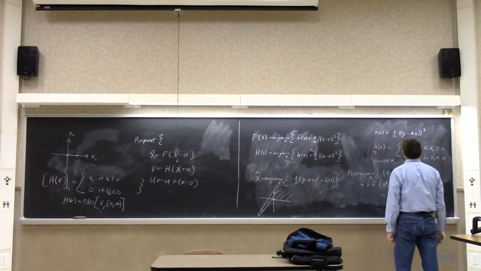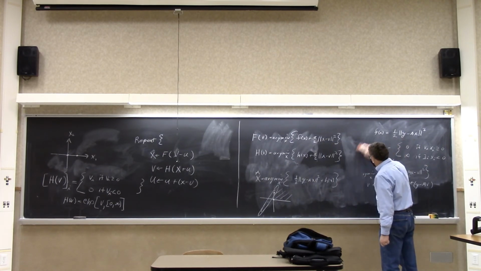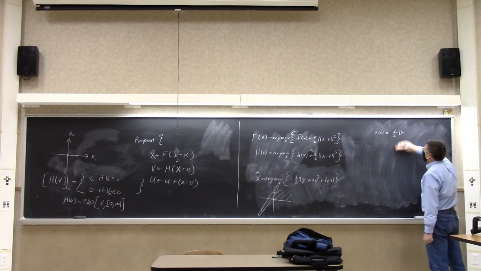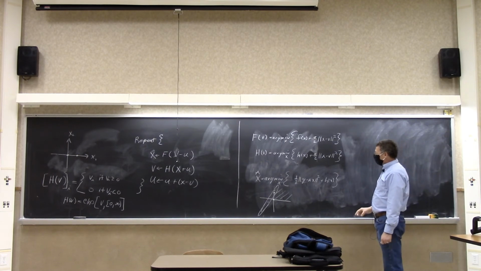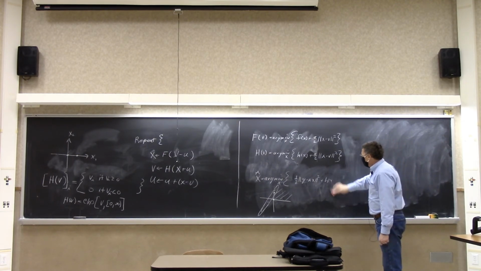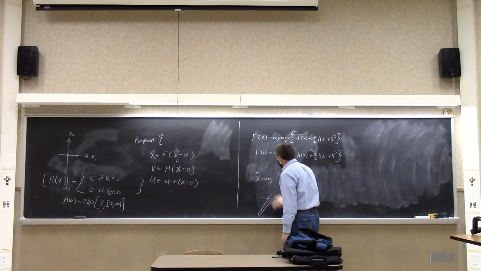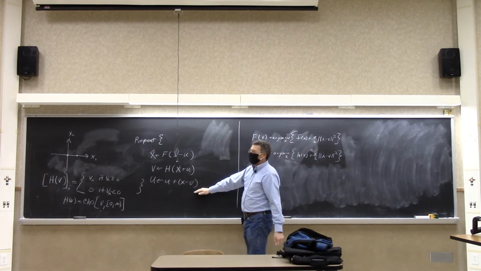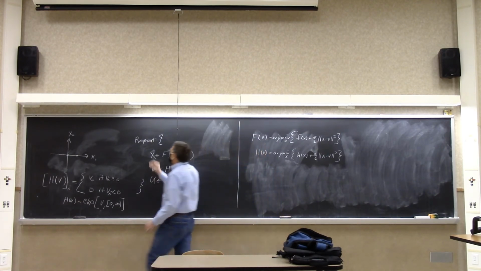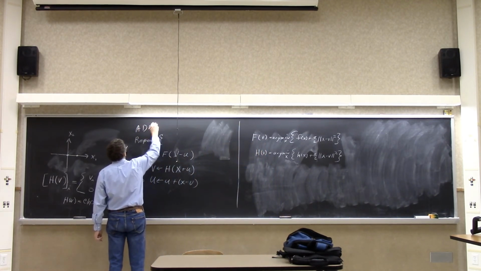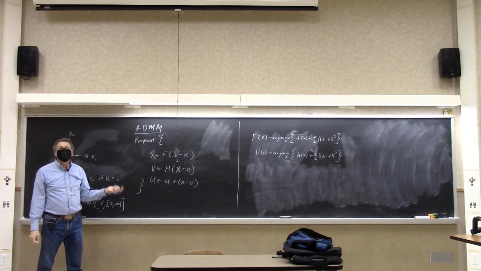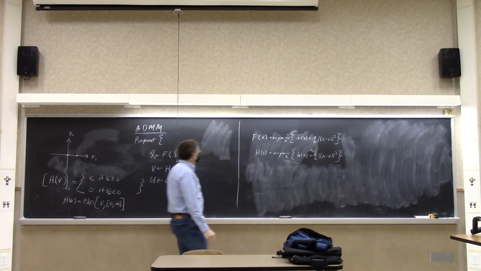The board's getting a little messy. I apologize. How about if I erase this? I kind of want to leave that up there because that defines the proximal maps, right? I guess I'll erase this. And then this is the actual ADMM algorithm. The beauty of this is that when we write this out, you're going to see it kind of makes sense, okay? It's intuitive, it seems reasonable.